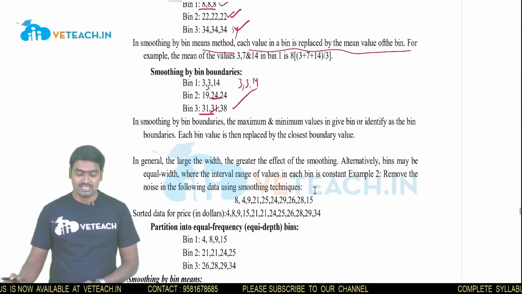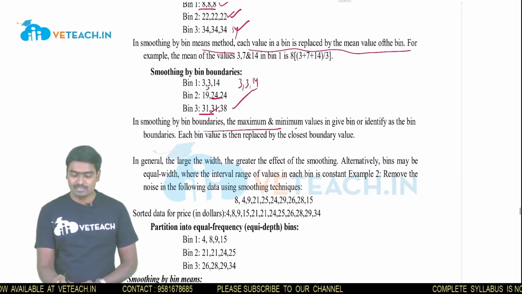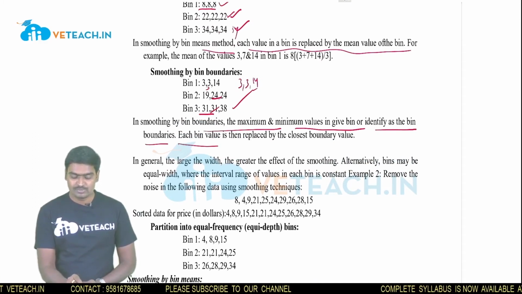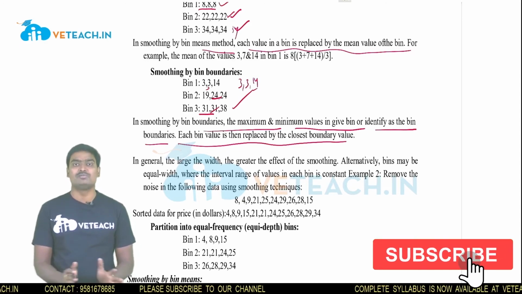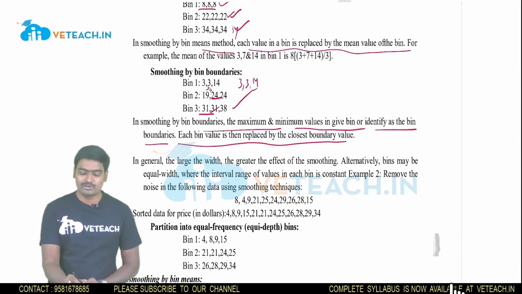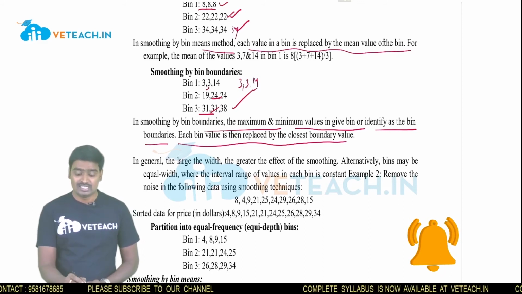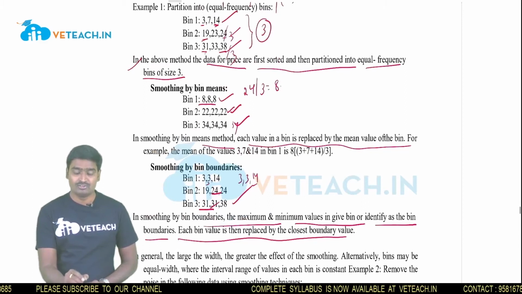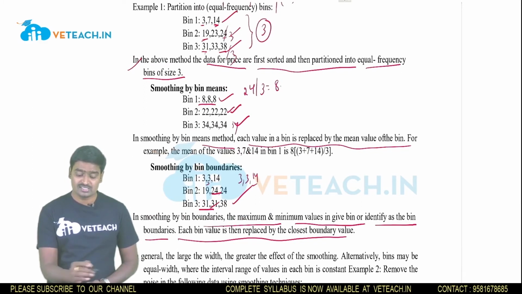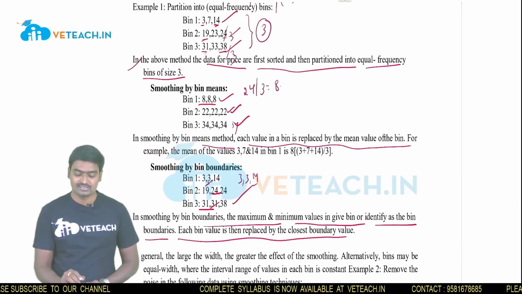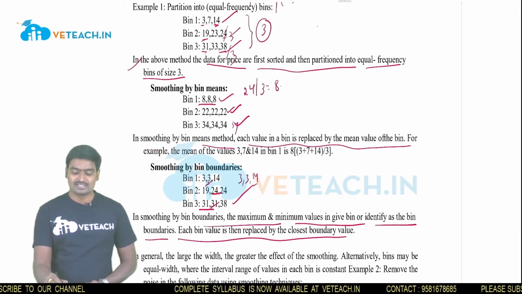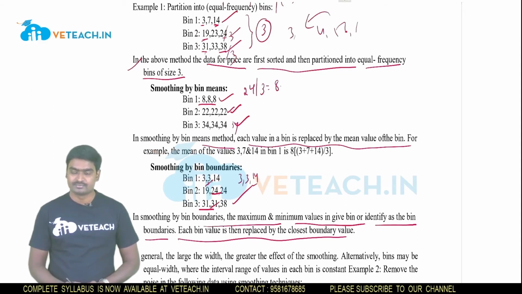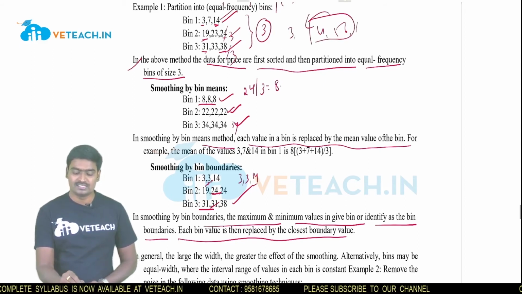In smoothing by bin boundaries, the maximum and minimum values in the given bin are identified as the bin boundaries. Each bin value is replaced by the closest boundary value. So what is the closest boundary value of the 3? 3. Is there any closer value? No. Well, 7 is there, and next 14 is there. So what is the nearest boundary value of the 3? Only 3 is there. Are 4, 5, 6 nearest for the 3? No, these values do not exist in this bin 1.